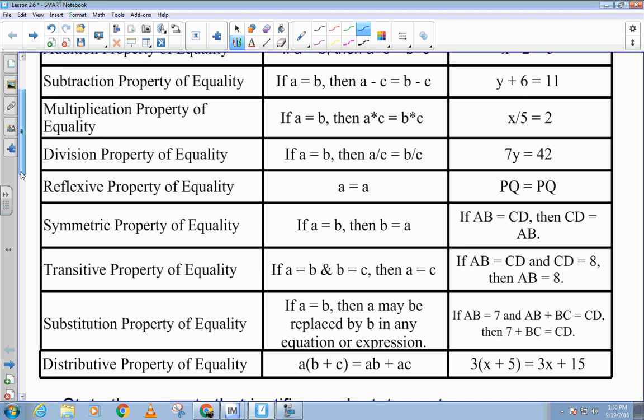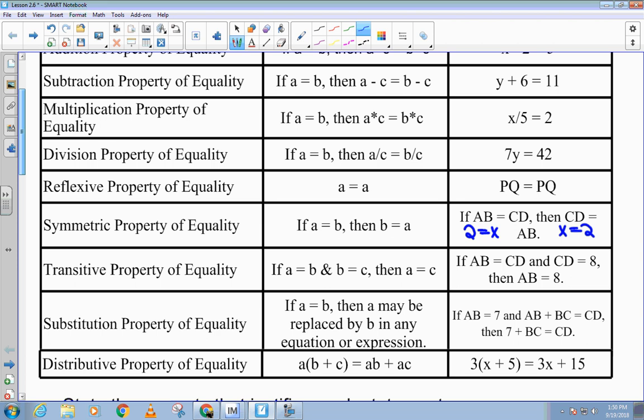The symmetric property you use all the time, you probably don't realize it. The symmetric property allows the two sides of the equation to switch places. So if A equals B, then B equals A. If AB equals CD, then CD equals AB. All the time when you solve equations, at the end you might have 2 equals x. But when you go to write the answer, how do you usually write it? X equals 2. That is the symmetric property.